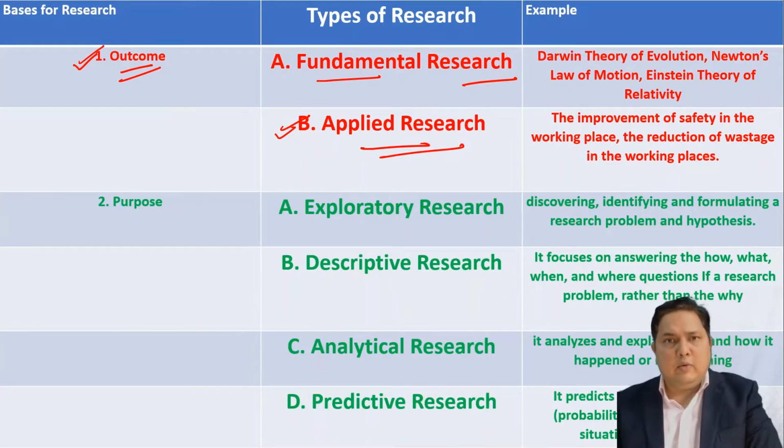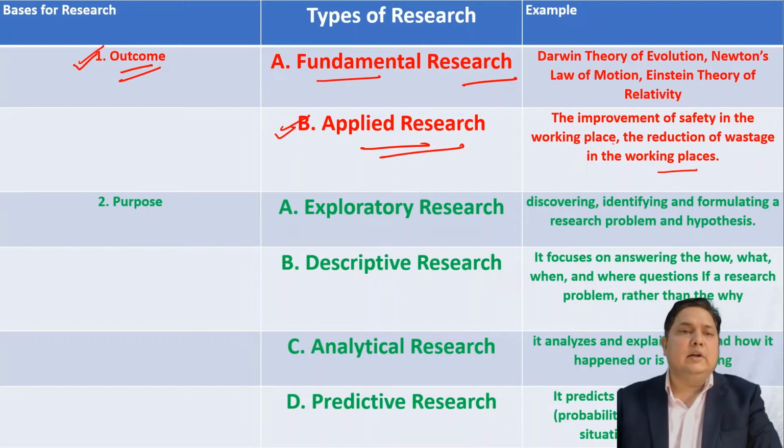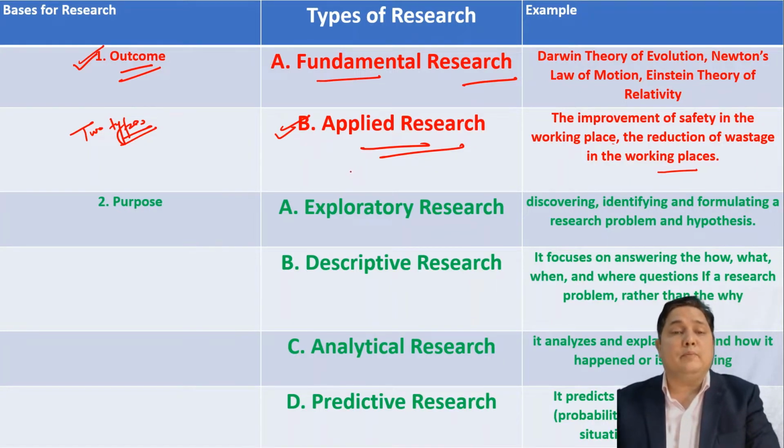Mostly in our academic research or in professional research like market research, we use applied research, like improving safety in the workplace, reducing wastage in the workplace, or how to increase profit. These are all applied research. So on the basis of outcome, we have two different types of research. One is fundamental research, for a larger group of people, which takes more time. And the second is applied research, basically for a specific purpose, with a limited number of respondents or beneficiaries.